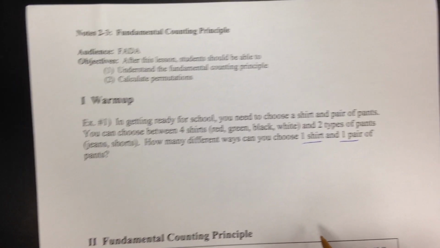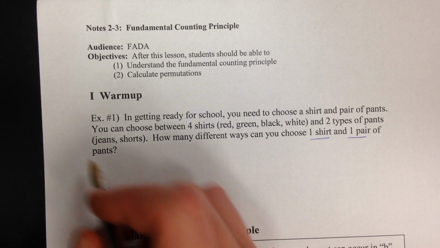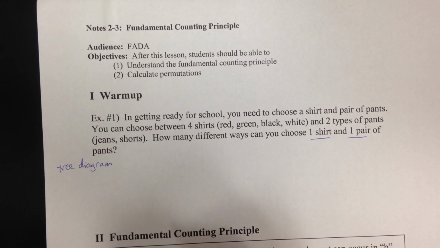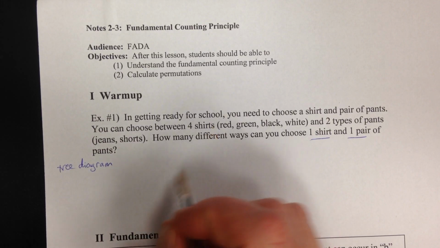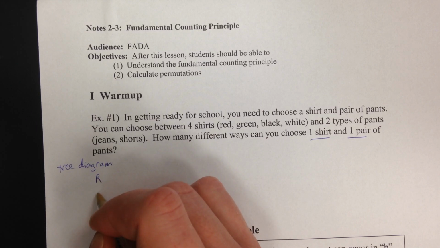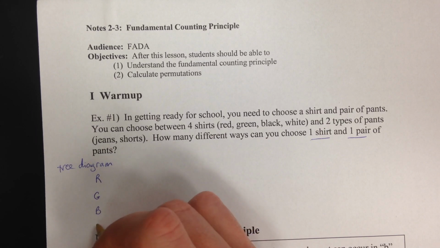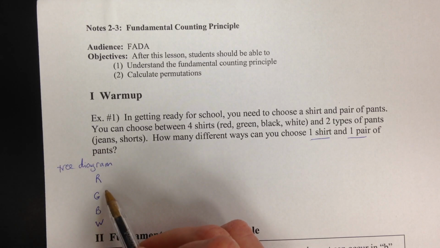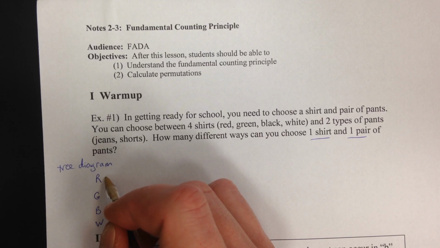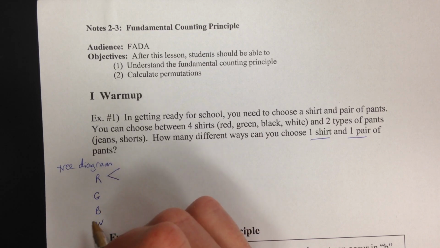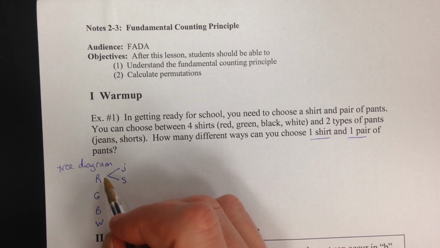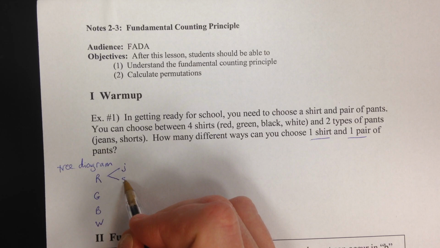Now, one way to organize this is with what's called a tree diagram. So we can look at the shirts. I'm going to write them vertically. So we have red, green, black, and white. Okay, so those are the shirts. Then, branching off, if I pick a red shirt, well, there are 2 types of pants that I can pick. I can pick jeans, or I can pick shorts. So I can go red jeans or red shorts.